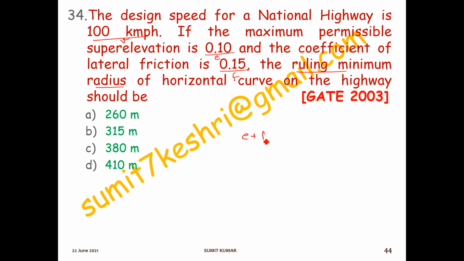Again use the same formula: E plus F is equal to V square by 127 R. The value of E is 0.10 in this question, F is 0.15, and V is 100 kilometer per hour, so 100 square by 127 into R. Now find the value of R by this equation. What value comes? R as 315 meter. So option number B will be your right answer. Again, this was a very simple question based on this very basic formula, that is E plus F equal to V square by 127 R.